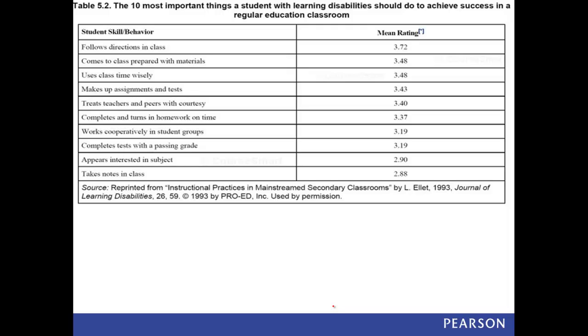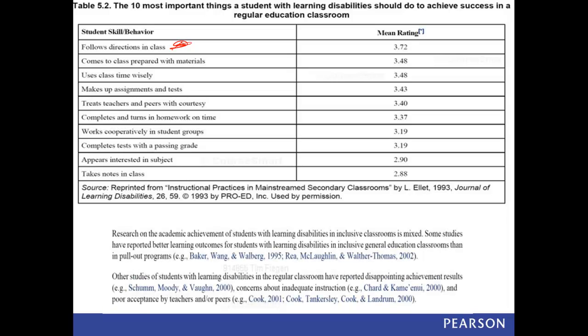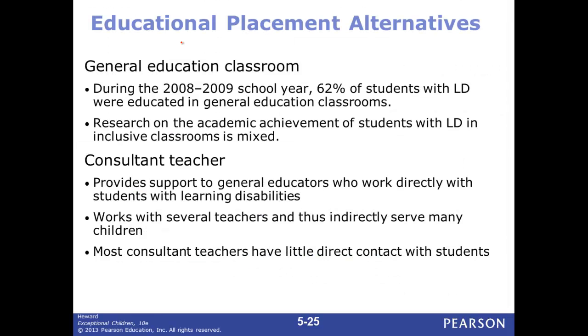It's a thing I clipped that says what they asked, the 10 most things. I forget how many teachers they asked for this, but they all were supposed to. The number one thing they wanted students to be able to do to be in the regular classroom is follow directions in class. And I would concur. That would be a huge one. And then they have kind of a downward list of it. Some studies have reported better learning outcomes for students with learning disabilities in inclusive general classrooms than in pullout settings.